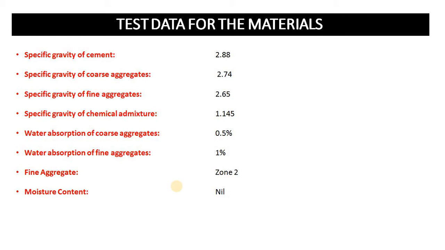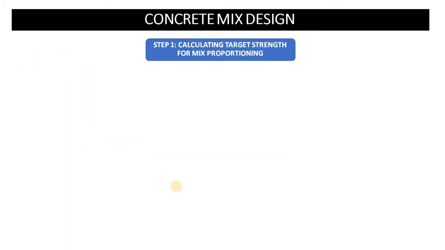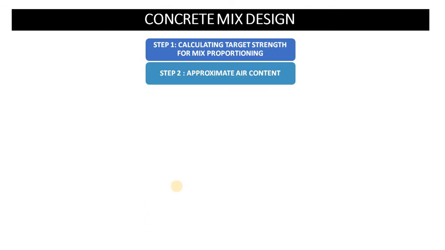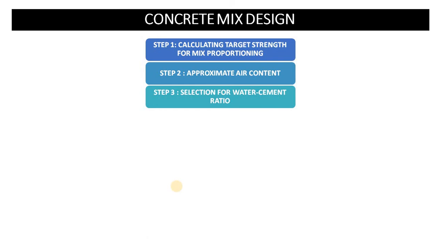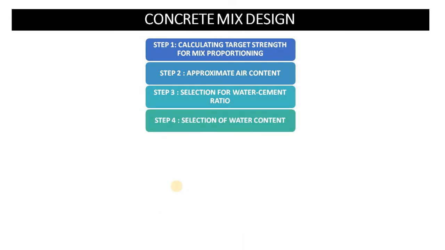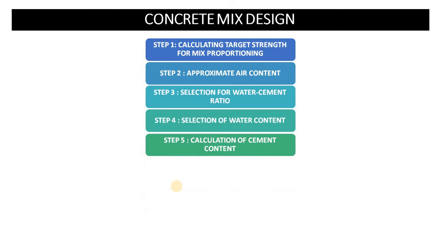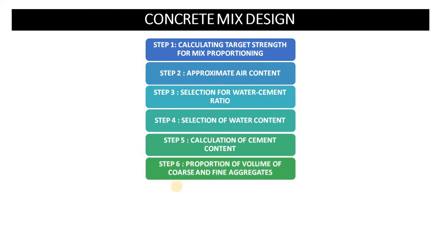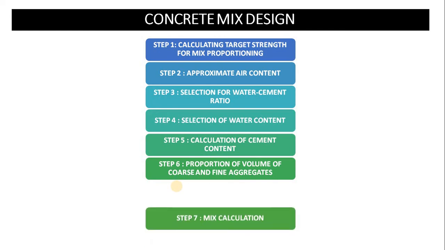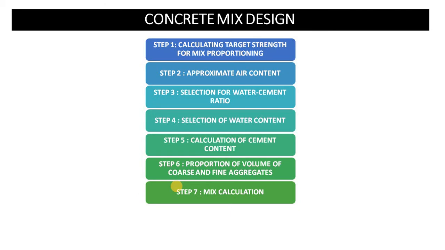So let us see the step by step calculation for the mix design. First we will calculate the target mean strength. Second, we will focus on the approximate air content. Step number 3, selection of water cement ratio. Step number 4, selection of water content. Step number 5, calculation for cement content. Step number 6, proportion of volume of coarse aggregate and fine aggregate. Step number 7, mix calculation, and the last step we will see the final mix.